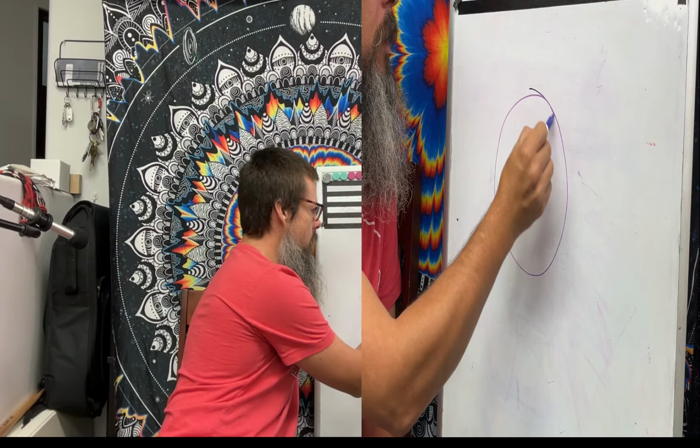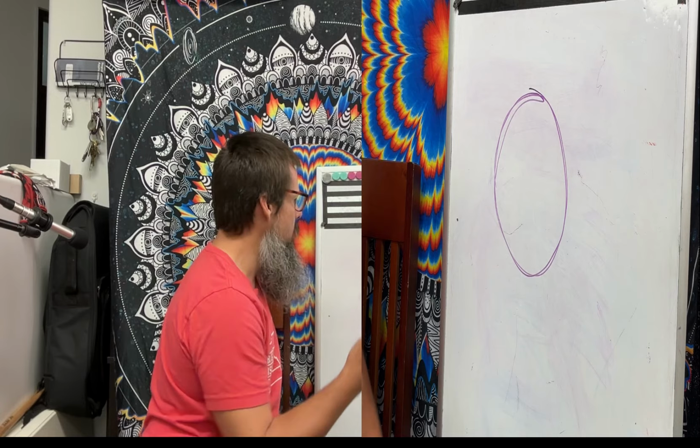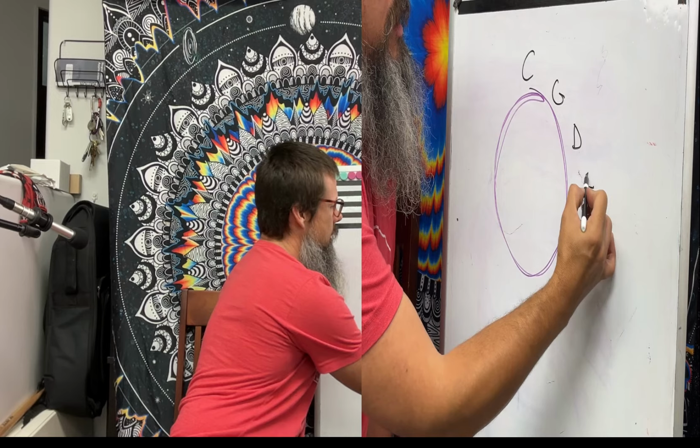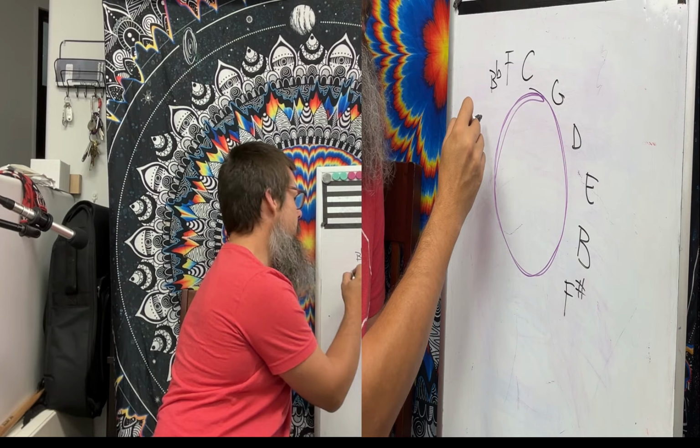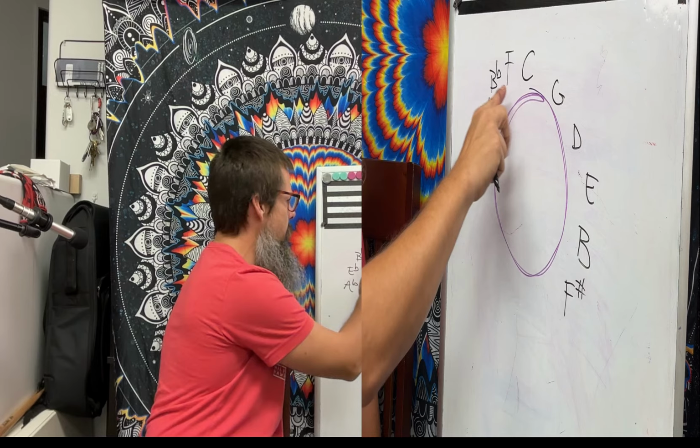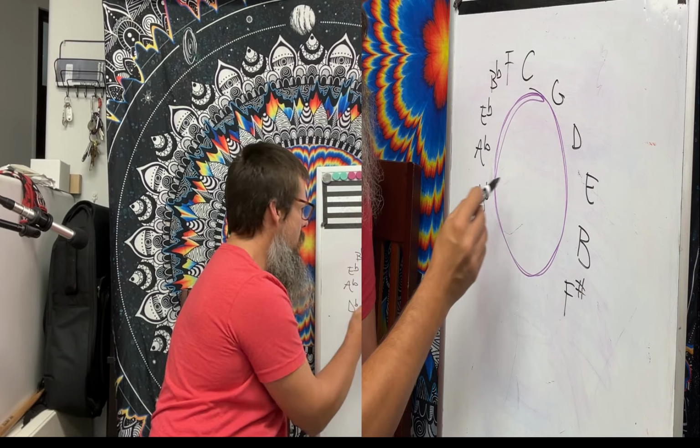When we use our circle of fifths, we can take the notes that we know, like our C, our G, our D, E, B, we can do our F sharp, sure. If we go this way, F, B flat, E flat, A flat. See how we're just going out this amount of numbers, and each one of these has a systematic way of going through these? These are called negative harmonies.